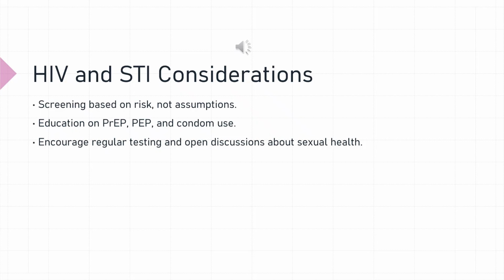Once we identify a high risk patient, we want to educate them on the use of PrEP and PEP and the use of condom or barrier methods. Making sure that we educate them on appropriate sexual health screenings, regular screenings, and just having open discussions in a non-judgmental way.